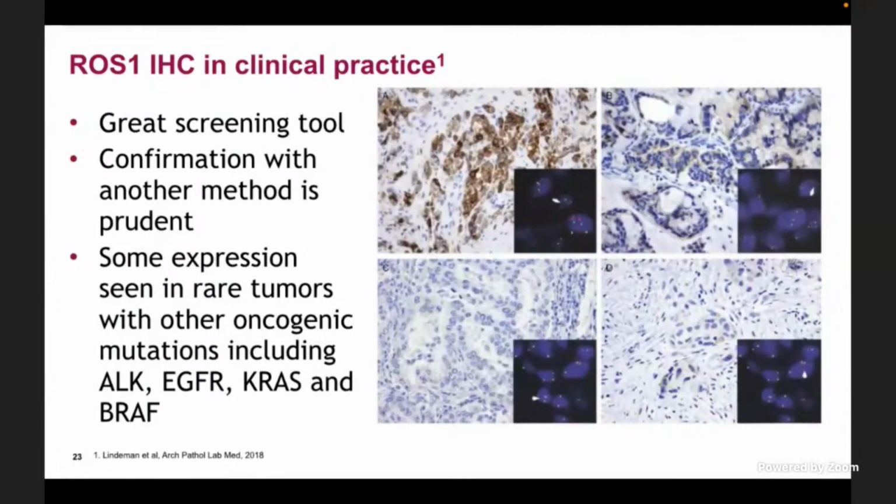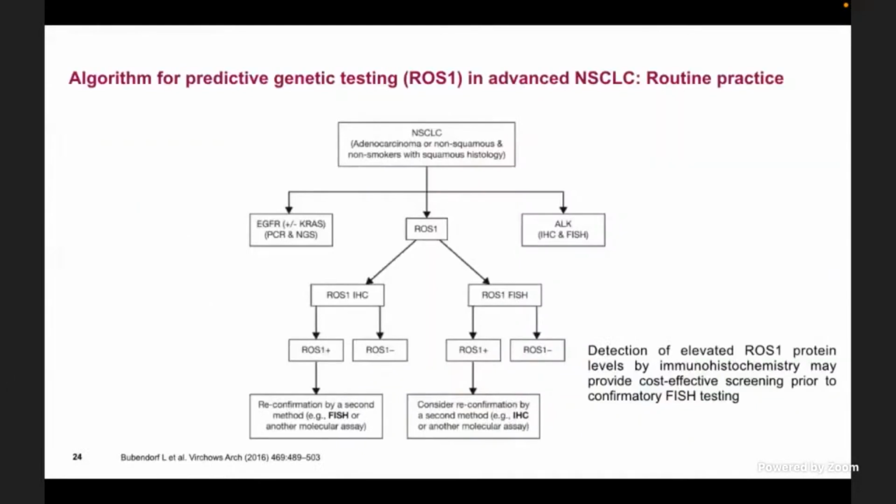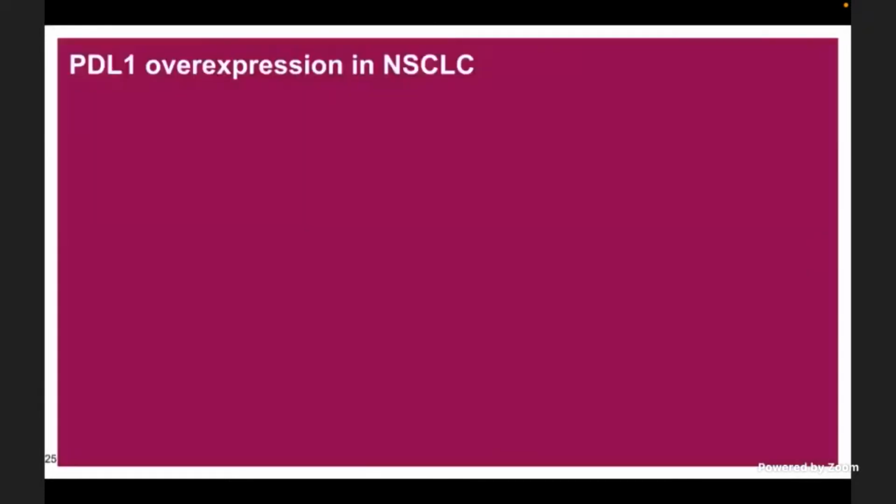So this is the algorithm which all of us are following. We are testing for EGFR, ALK, and ROS upfront. EGFR by RT-PCR or NGS, depending on the patient's affordability, and ALK and ROS by IHC. Most of us are doing that using the coupons from some of the companies, and that is very helpful for our patients.